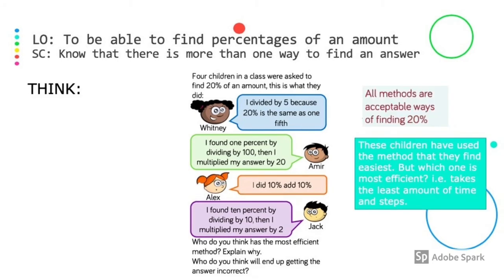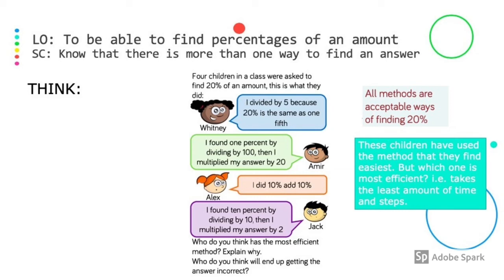This question's a bit cruel because actually all the methods are acceptable ways of finding 20%. Each child finds 20%, but they just do it in different ways that they find easiest. But which one is the most efficient? Whitney is the only one who is only doing one step. The only thing that she is doing is dividing by 5. Therefore, we could say that Whitney is probably the most efficient.